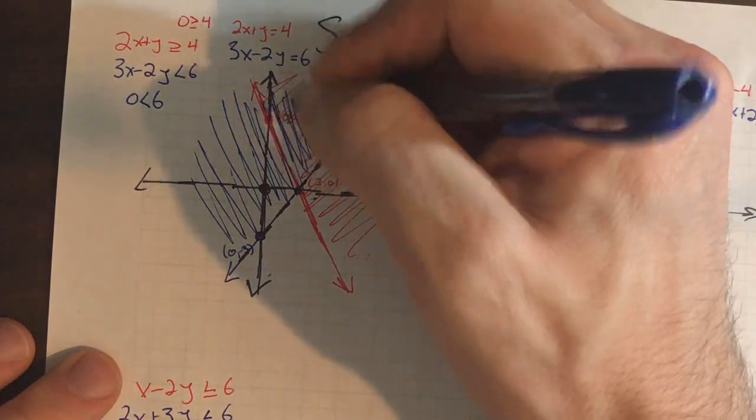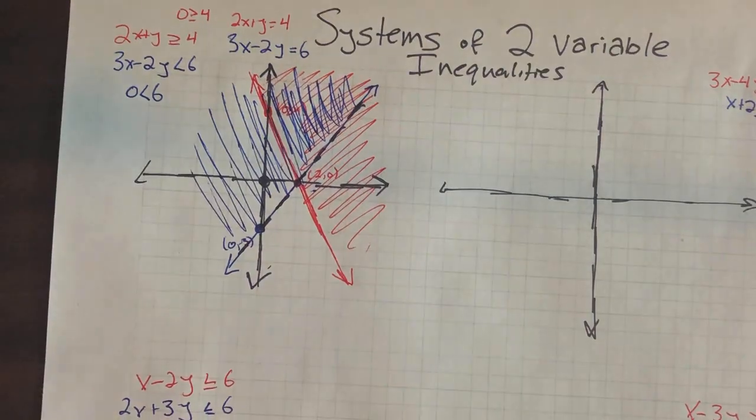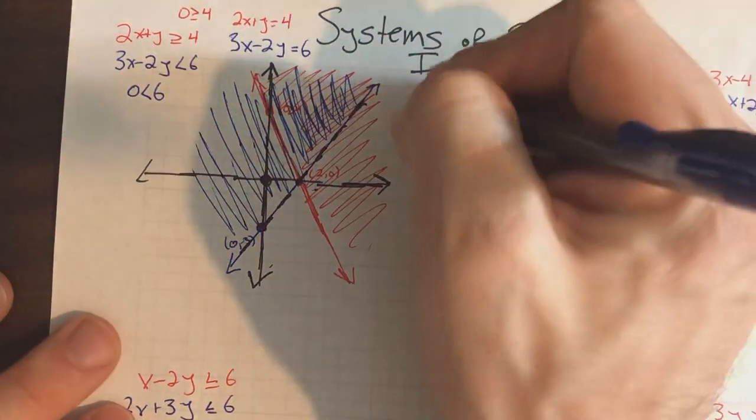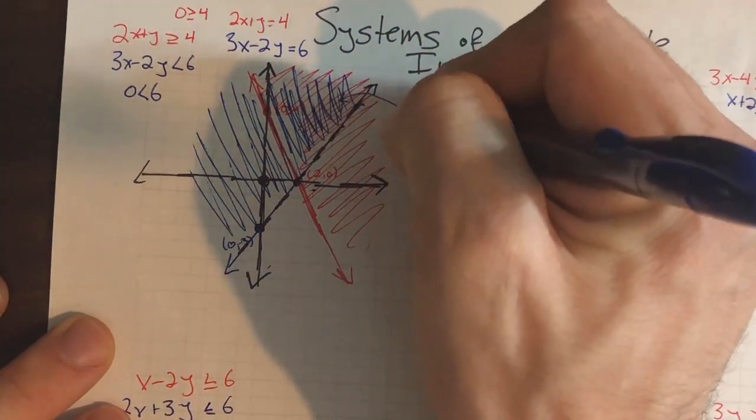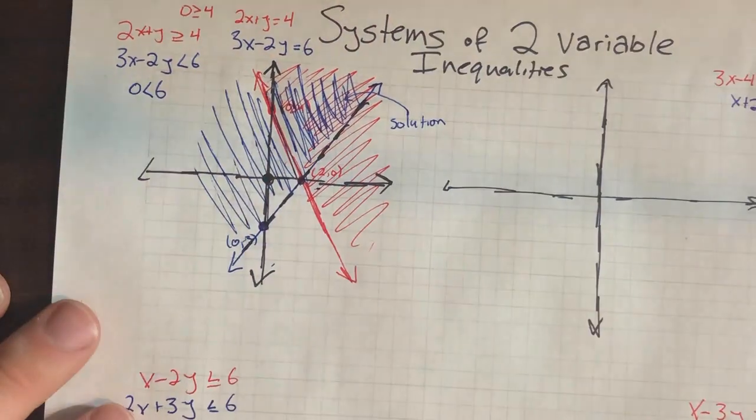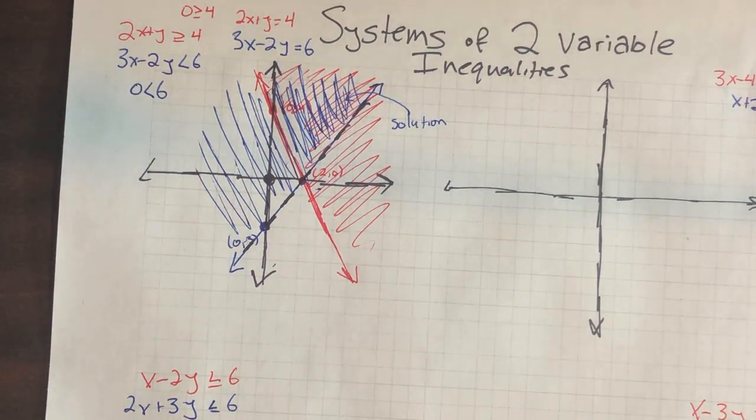And notice right here in this top part, this is the solution region. So what we would do is shade this region a little extra dark, or we could point to it and label it solution.